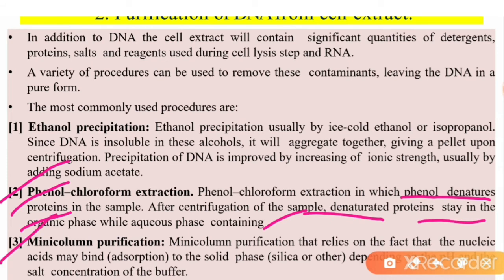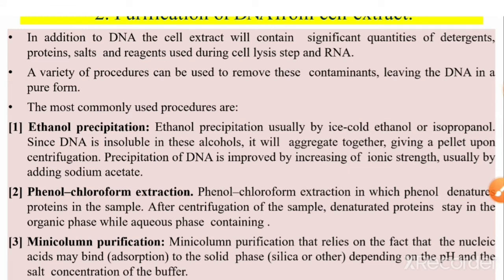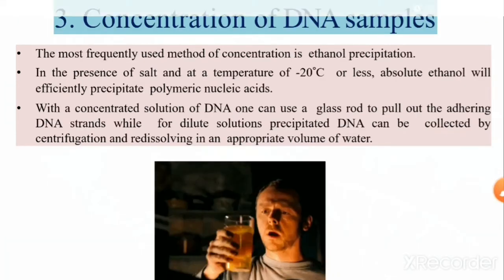The third one is mini column purification. This relies on the fact that nucleic acid may bind or adsorb to a solid phase, that is silica or other material, depending on the pH and the salt concentration of the buffer. So these are the three methods used.